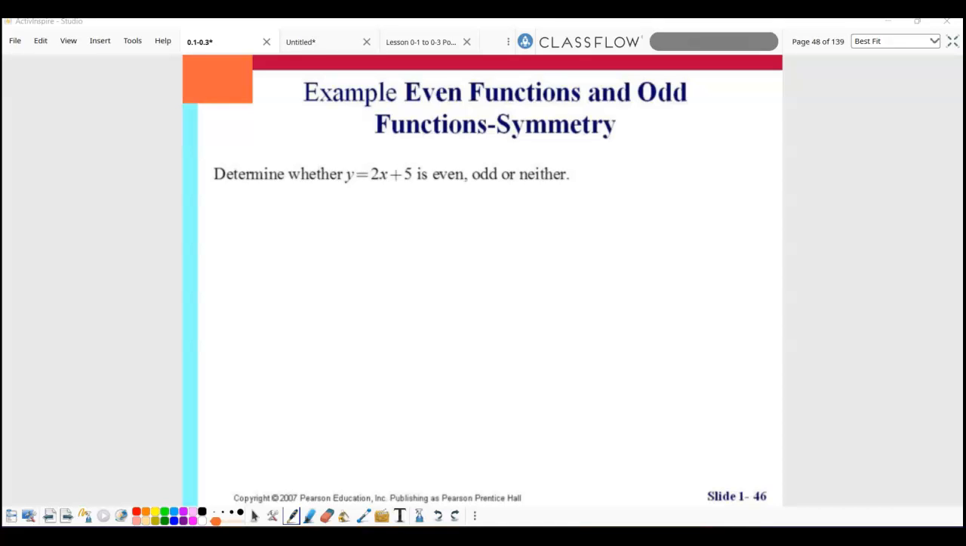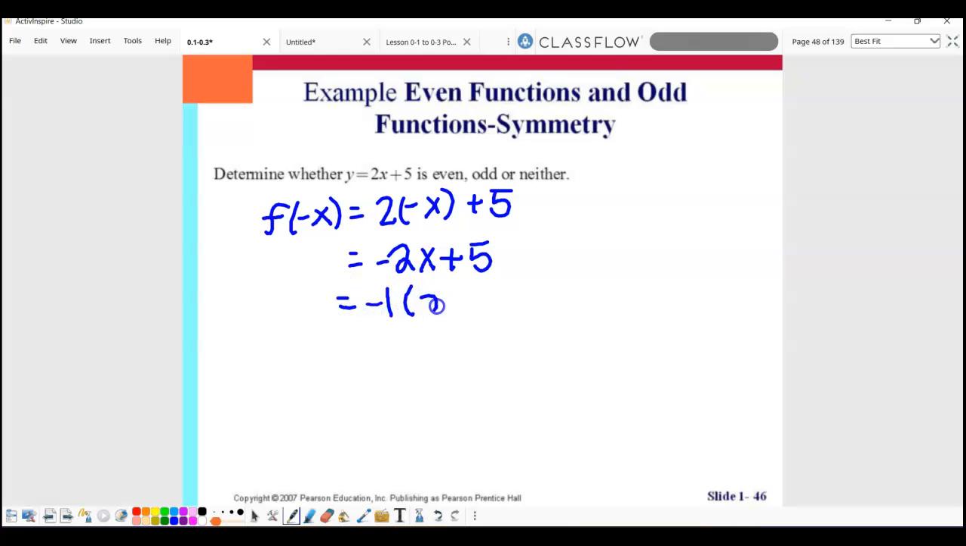So we're going to plug in negative x. So you have f of negative x equals 2 negative x plus 5. So you get negative 2x plus 5. So is that the original? No. So not even.